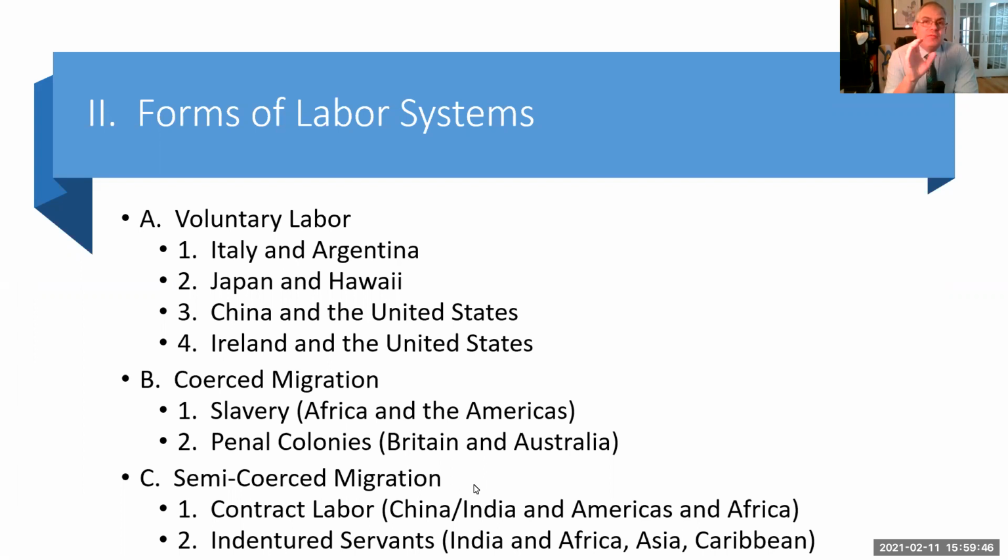So when you look at the voluntary labor, there's going to be higher wages involved in the voluntary labor as opposed to the semi coerced migrations. So the idea is that labor demands are kind of pushing this migration. And we have three different types of labor systems: voluntary, coerced, and semi coerced. You just want to appreciate how those three are tied into the migration patterns going on.